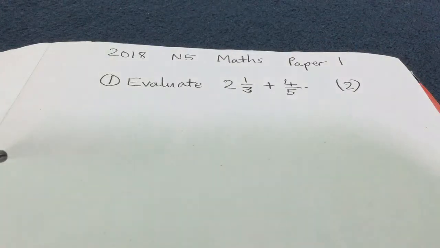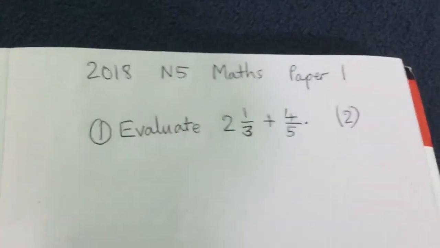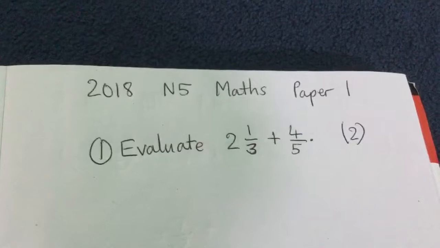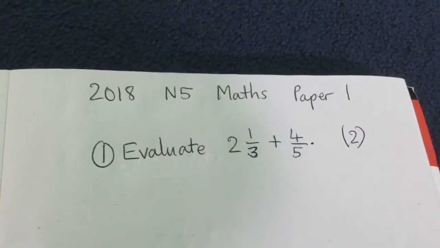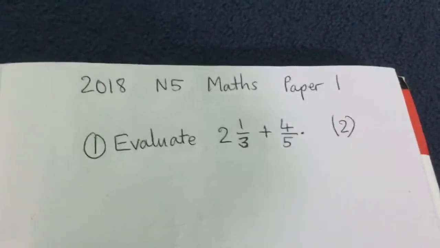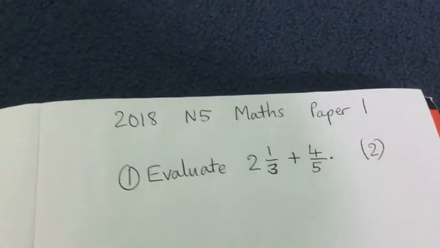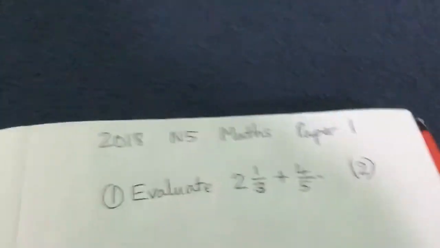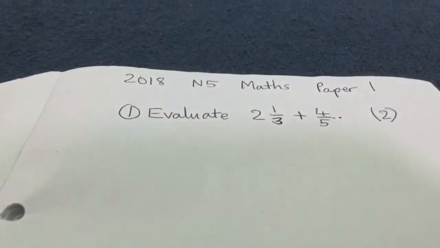Okay, this is the 2018 National 5 Maths paper, paper 1, question 1, and I'll zoom over it to show you it here. It's for 2 marks, and it says evaluate 2 1/3 add 4/5. The number 2 in the brackets has nothing to do with the question, it's just showing you that the question is worth 2 marks.